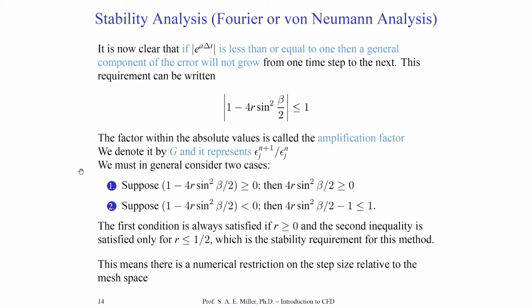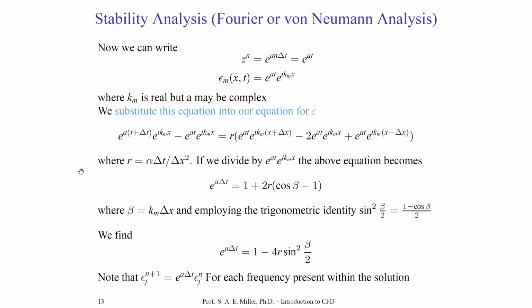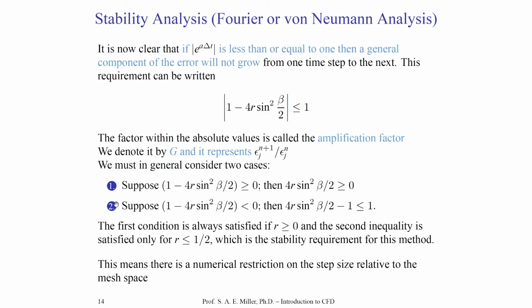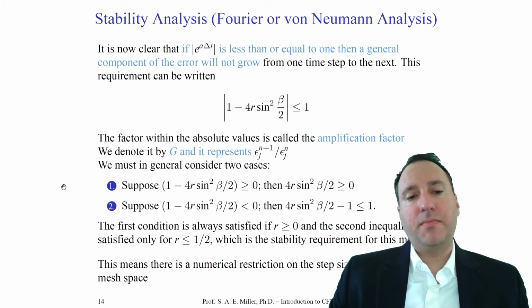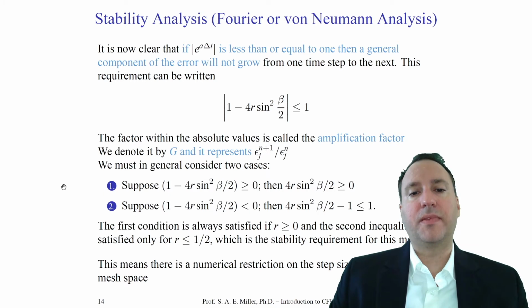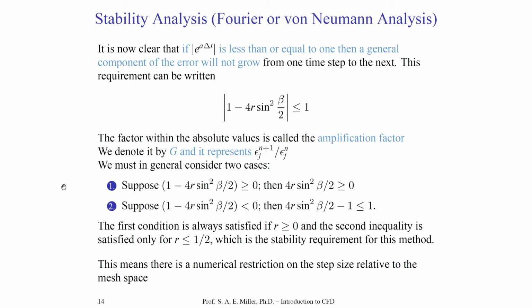We should consider two particular cases for the equation we developed on the previous slide for the right-hand side, 1 minus 4r sine squared beta over 2. For example, we might suppose that 1 minus 4r sine squared beta over 2 is greater than or equal to 0. Then you can rewrite it as 4r sine squared beta over 2 is less than or equal to 1. We might also write that 1 minus 4r sine squared beta over 2 is less than 0. Not less than or equal to, but less than. Then 4r sine squared beta over 2 minus 1 will be less than or equal to 1.